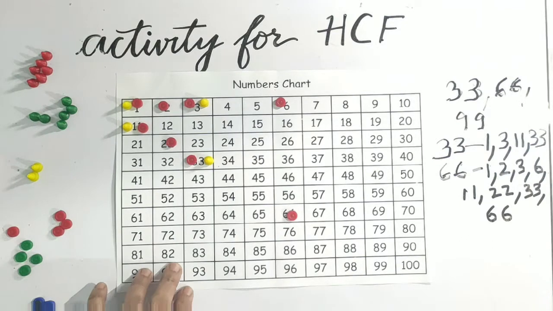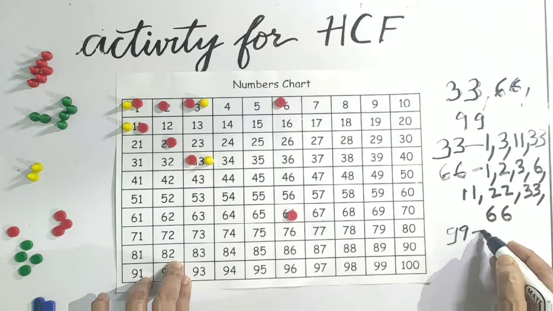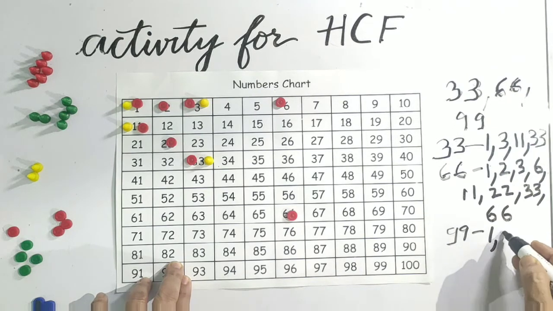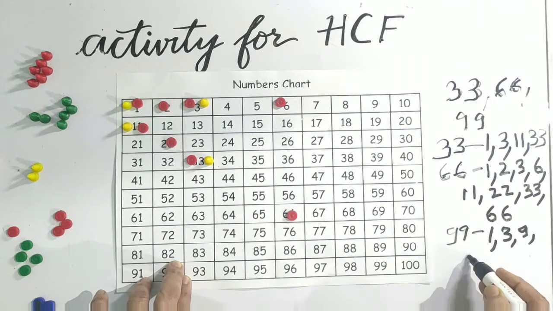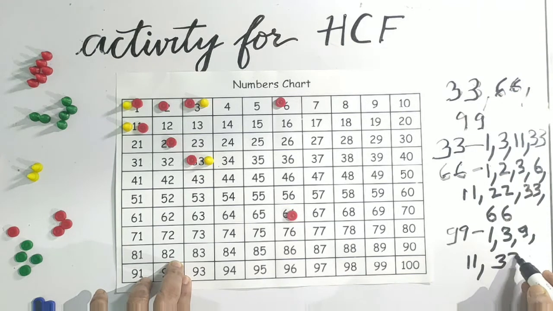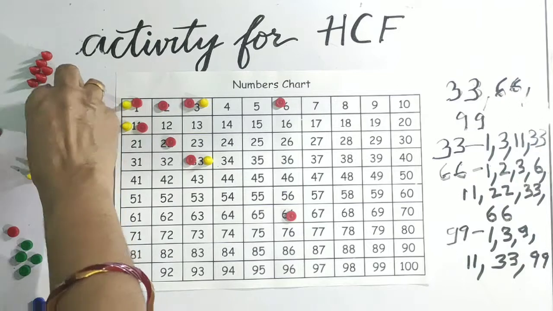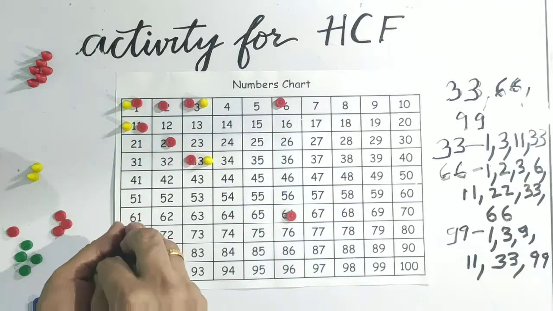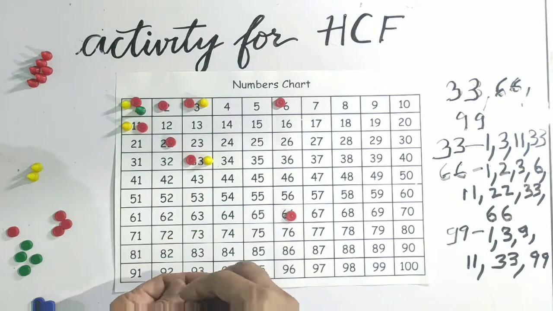Now the third number is 99. So what are the factors of 99? 1, 3, 9, then 11, 33 and 99. So now I am taking green color tokens. So put them on the factors of 99.